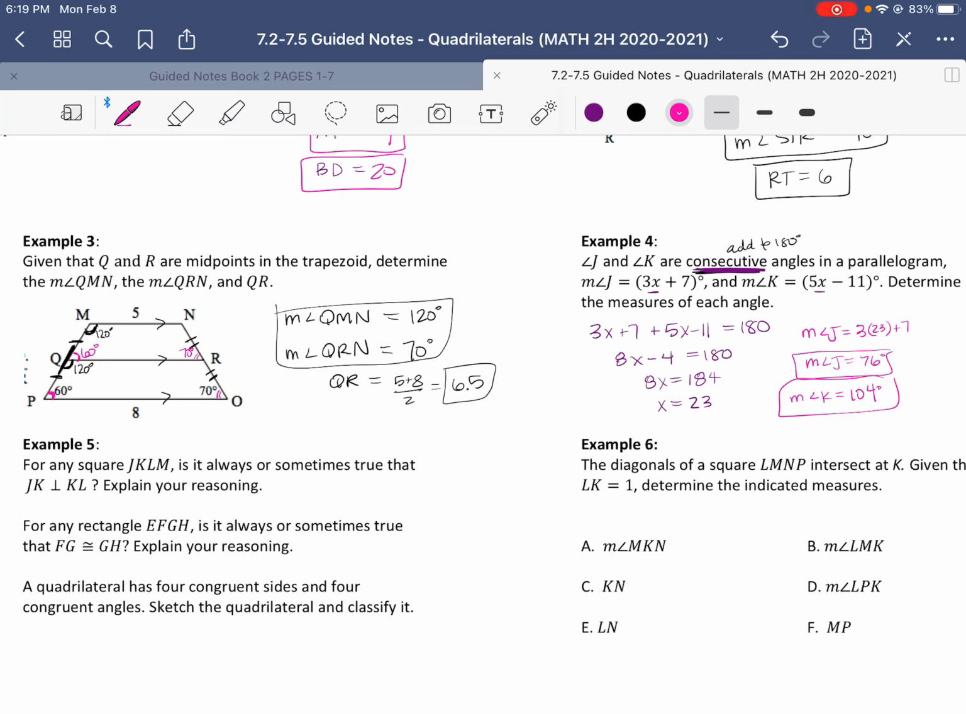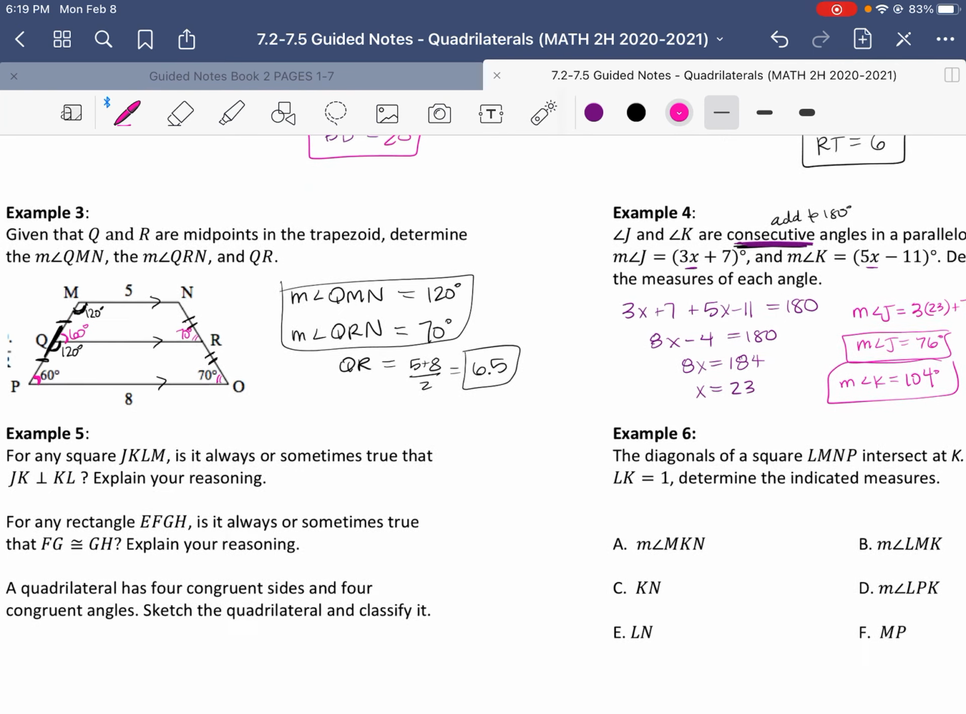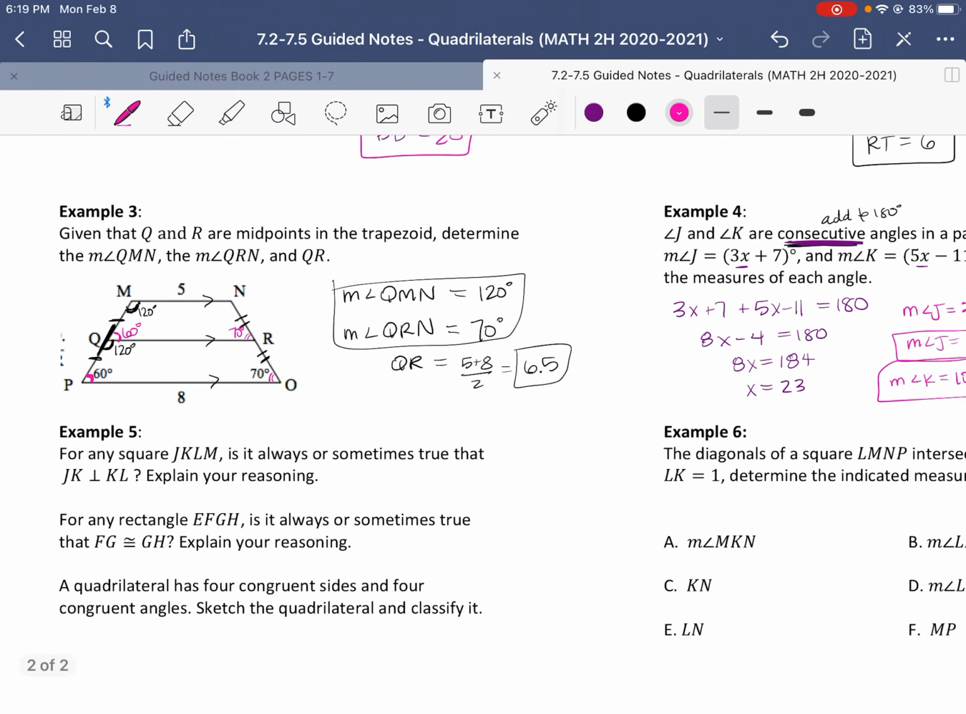Example 5. For any square JKLM, is it always or sometimes true that JK is perpendicular to KL? Explain your reasoning. For this, I am going to draw a little diagram just to help us see what it's asking. So it says for any square. That's important because we know that these features are true. All the side lengths are the same, and their angles are 90 degrees. Is it always or sometimes true that JK, so I'm going to label that JKLM. Oops, that's the M. So is JK always perpendicular to KL?